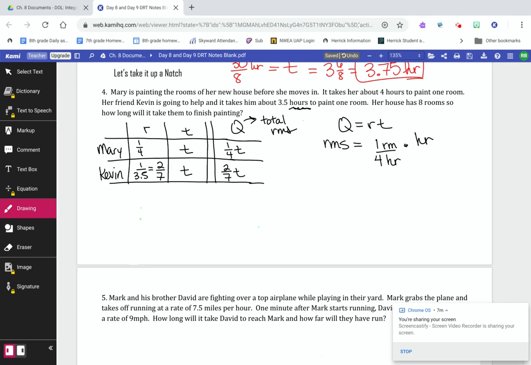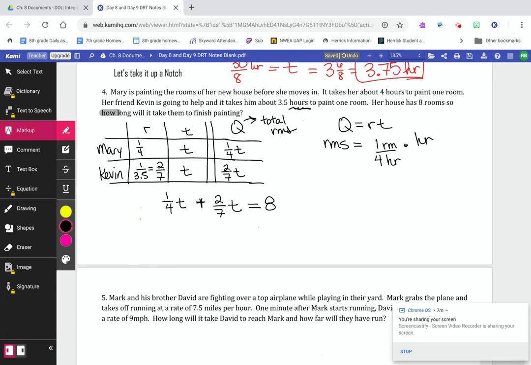So they're working together. It's not going the opposite ways. One's not undoing the other one's work. They're working together, so in math, together, we're going to add them. And we're going to make that equal the total amount of rooms that they're going to paint. Well, together, they'll end up painting 8 total rooms. So now let's solve for T, and that will answer the question that they were asking, which is how long will it take to finish painting?